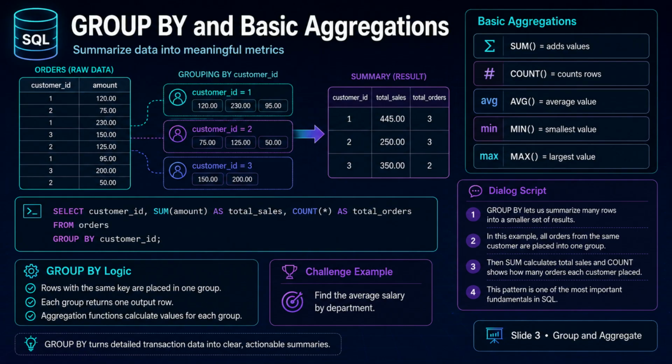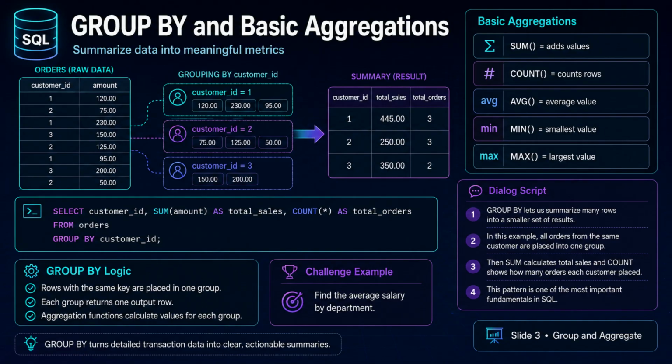For instance, imagine we have a table containing all the orders placed by different customers. When we apply group by with the customer's identifier, such as their customer ID or name, all the orders from the same customer are automatically grouped together. This makes it easier to look at each customer's activity individually.